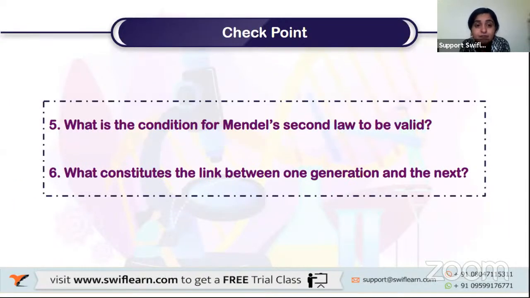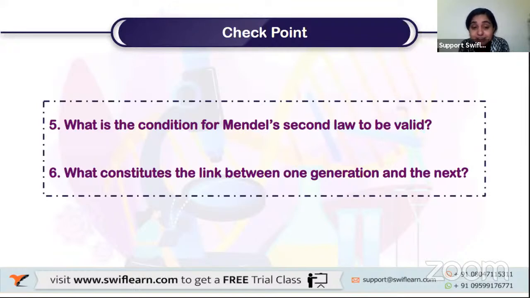Now, question number 5, what is the condition for Mendel's second law to be valid? So, what exactly was the condition for the second law? And what exactly was the second law? Mendel's second law states that the outcome of one gene is not related to the outcome of other genes. It is also known as the law of independent assortment. It was discovered when Mendel compared the two alleles, the possible forms of genes, for the color and the shape of peas, right? What constitutes the link between one generation and the other?